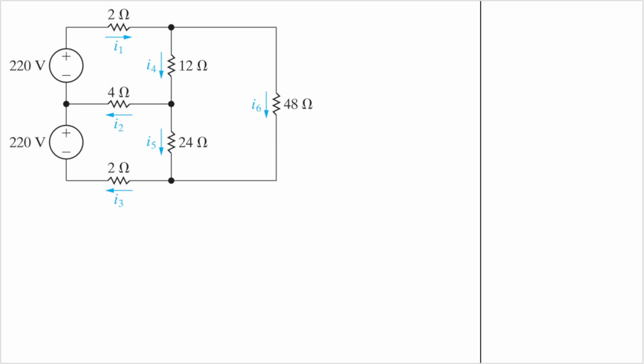Hello, in this video, I will explain how to find all the branch currents I1 through I6 using mesh analysis, or the mesh current method. So the goal is to find I1 through I6, and we need to use the mesh current method. Okay, let's do it one by one.